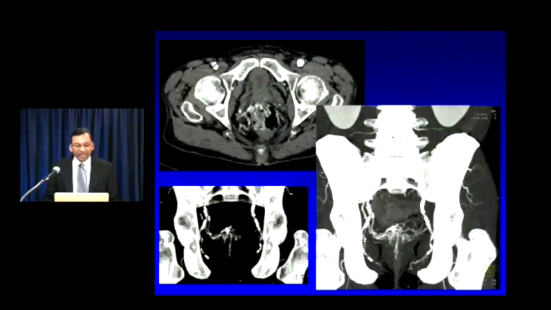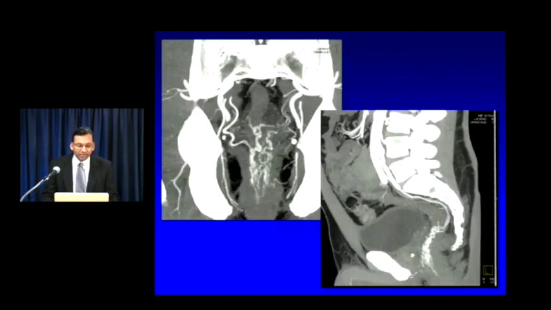Here's another example. Again, tangle of vessels, early draining vein, hypertrophied feeding artery, rectal AVM confirmed at angio. And here's one of the better examples I've seen. Classic features of a rectal AVM. This was actually ultimately confirmed at angiography.